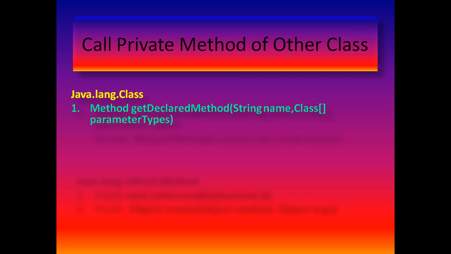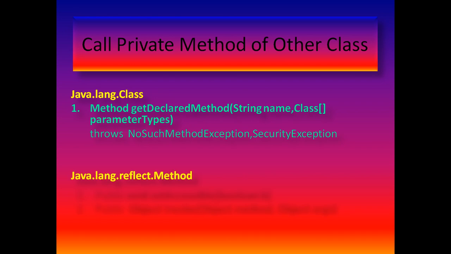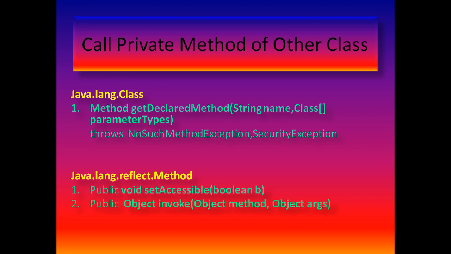The other one is, and one more point, this getDeclaredMethod throws NoSuchMethodException and SecurityException. One more class is the java.lang.reflect.Method class. In this, two methods are there: setAccessible, which takes a boolean parameter and returns void, and the other method is invoke, which takes two object parameters and returns an object.